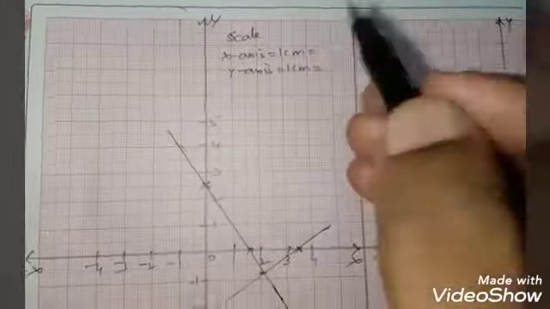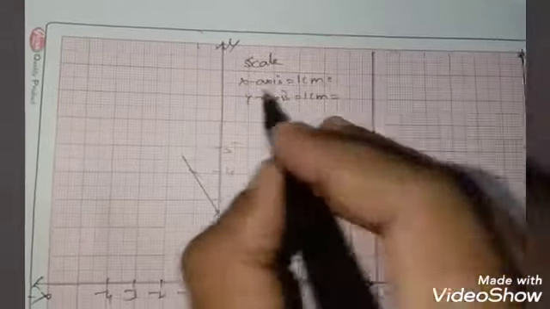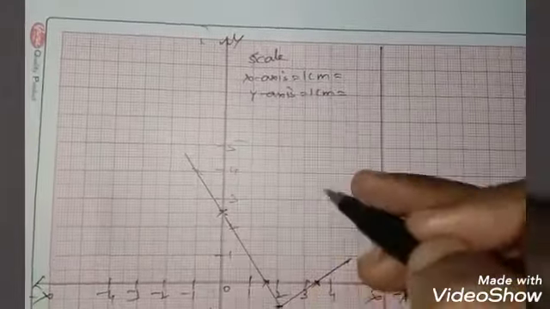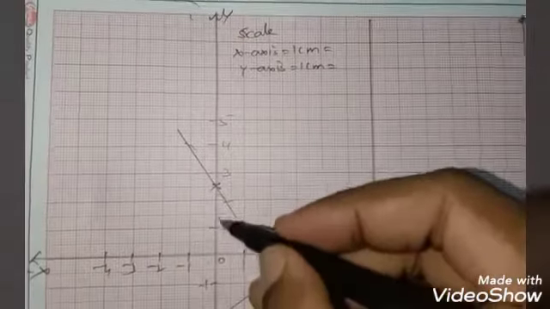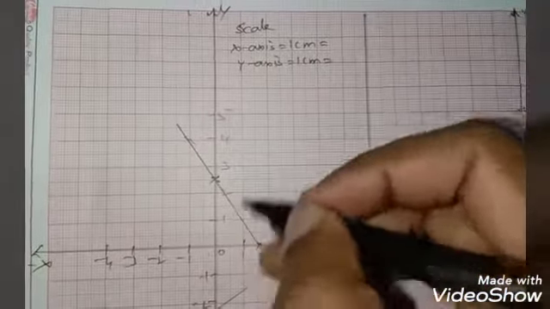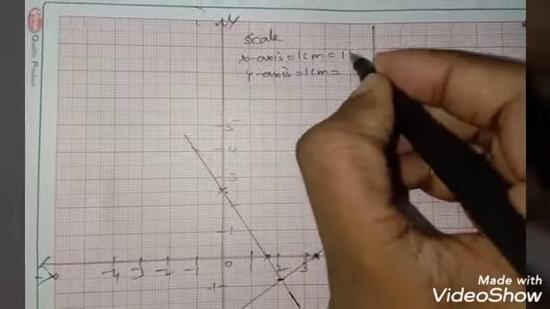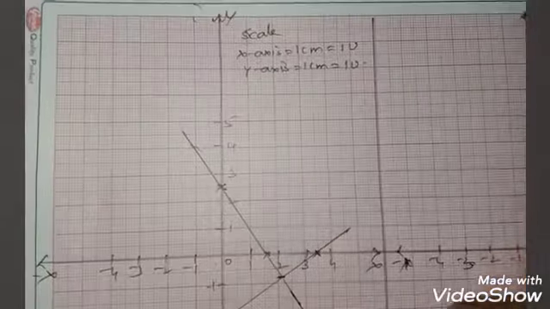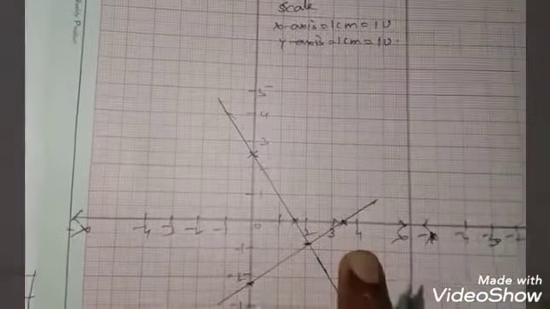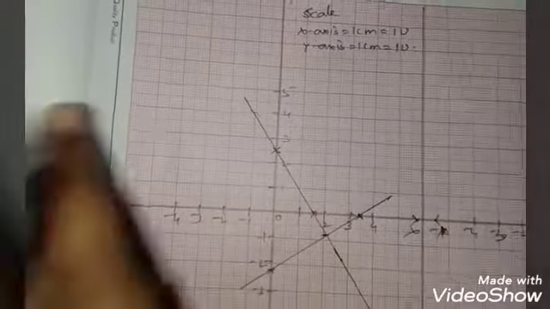So here what is the scale? Now what is the last step? Means the fourth step is writing the scale value. Now here the scale value, for each centimeter I have taken 1 unit. So here x-axis is 1 unit, y-axis also equal to 1 unit. So like this we are representing any linear equation in 4 steps.